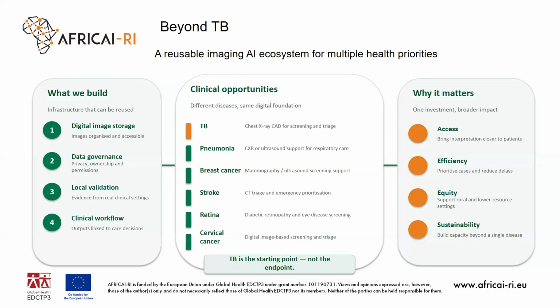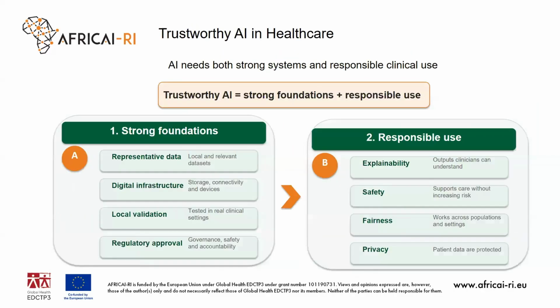So far, we've seen why AI may be useful. Imaging demand is increasing in Africa, but specialist capacity is very limited. However, AI also brings risk. This is why we need trustworthy AI. In this slide, I show how trustworthy AI is built on two pillars. One is a strong foundation, in which we need good data, digital infrastructure, local validation, and regulation. The other is responsible use. We need clear outputs, safety, fairness, and privacy.